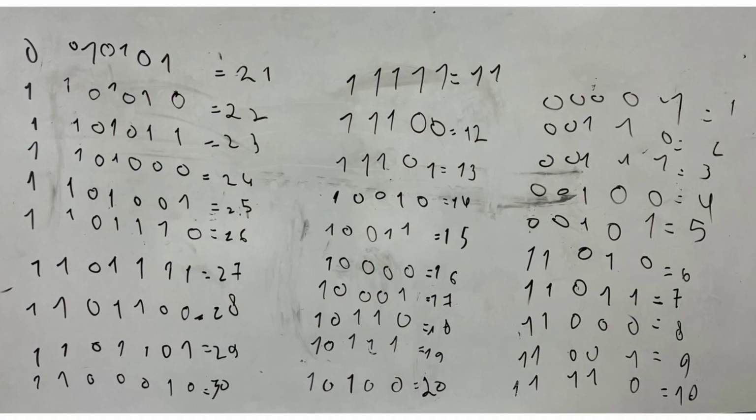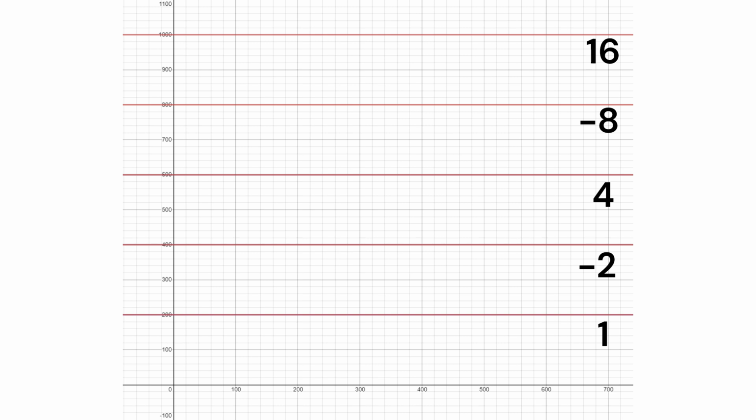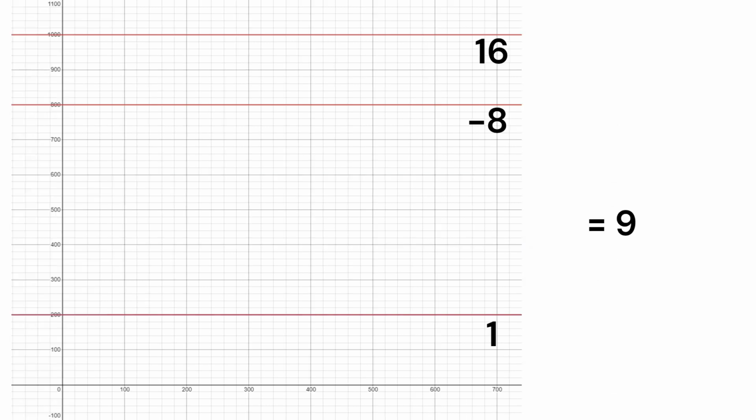These are the first 30 numbers in base -2. Please don't ask how long I spent on making them. Each digit is represented by a line at a multiple of 200, where each new line up is a new digit. If a line is there, it represents a 1, and if it is not, it represents a 0.